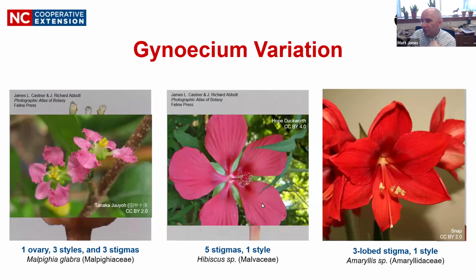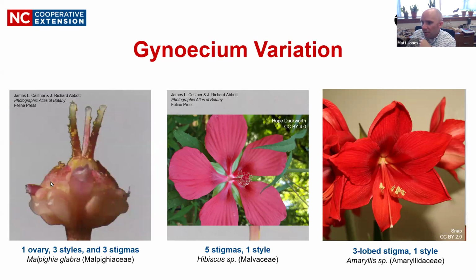Then this just shows some more variation that is a consequence of the pistil being originally derived from multiple carpels. So in this Malpighiaceae here, here's what the flower looks like. If you look closely, this has one ovary, but three different styles and three different stigmas. So that may suggest that evolutionarily, ancestrally, this might have been three separate pistils.